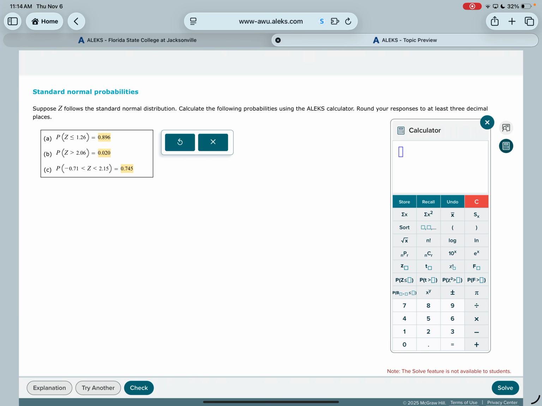Like the first one, we're just using this button, and we do 1.26. Boom, we get our answer. Next one, we have to do 1 minus to flip the sign, 2.06. Okay, 2.06, 1 minus the P of z. So 2.06 finds to the left. That gives us 98%. Do 1 minus 0.98, which gives us 0.02. And then the other one, we do the bigger number first minus the smaller one.